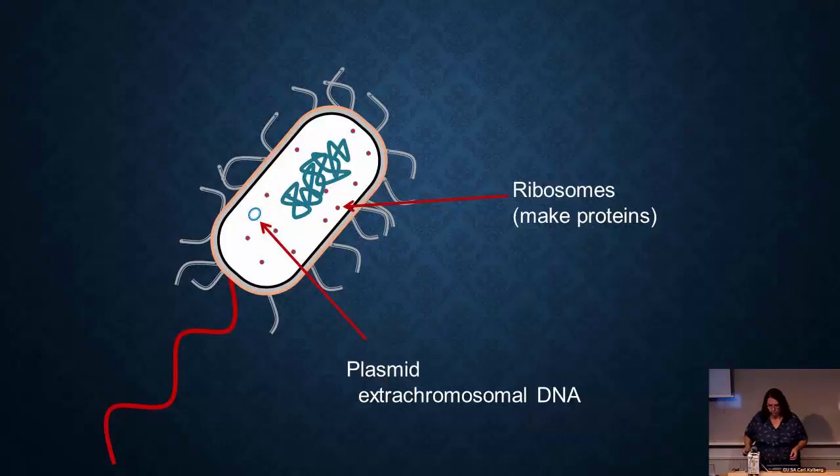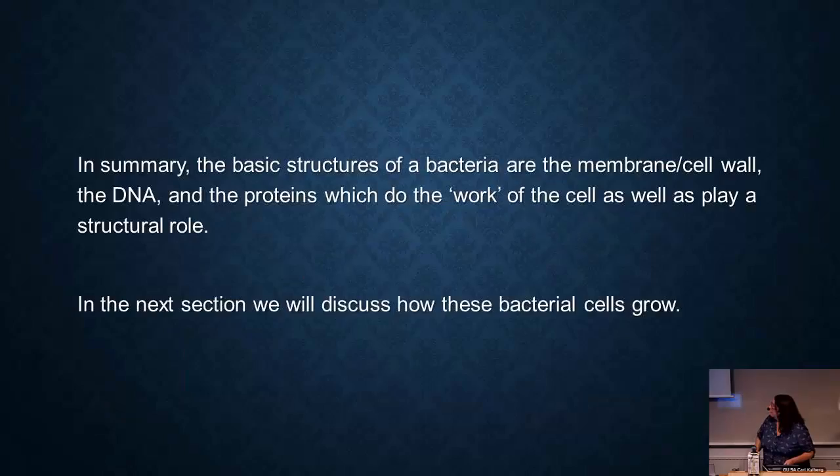So in summary, the basic structures of bacteria are the membrane and cell wall, the DNA, and the proteins which do the work of the cell, as well as play a structural role. In the next section, we're going to discuss how cells grow, how bacterial cells grow. Are there any questions about this? Very quick review of DNA.